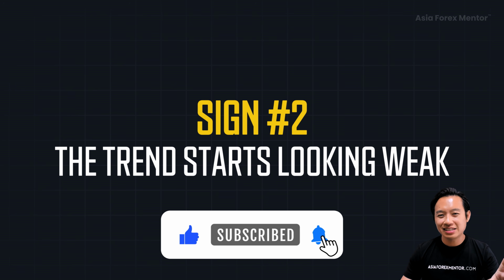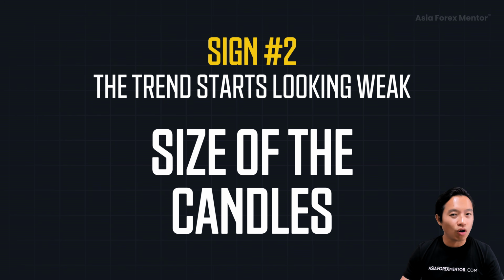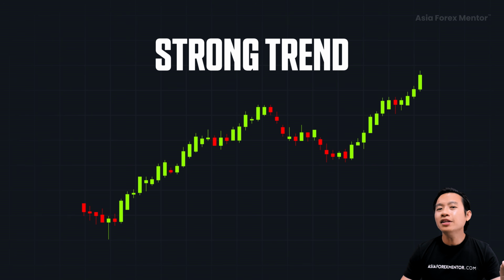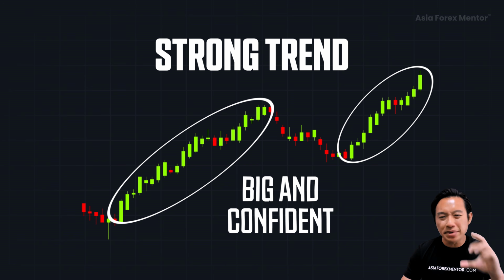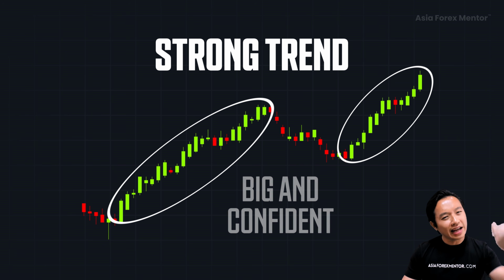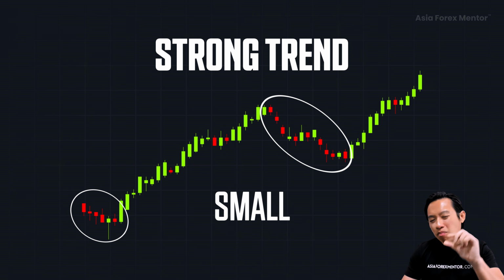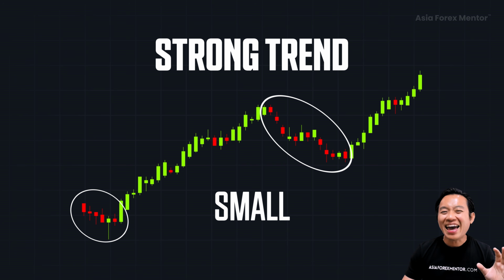Here's something that most traders ignore: the size of the candles. In a strong trend, the trending candles are big and confident, and the pullbacks are small and hesitant, like unsure bars. So the bars sometimes give you a feeling of the market itself.